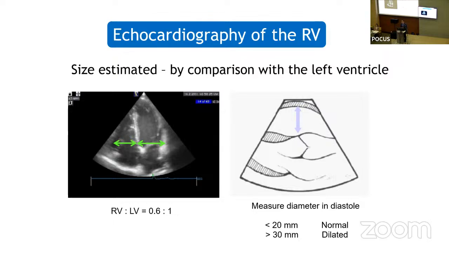So if you see the RV equal to the LV, that means moderate RV dilatation. And if you see the RV bigger than the LV, that means severe RV dilatation.